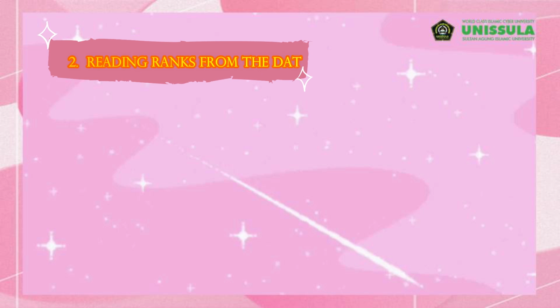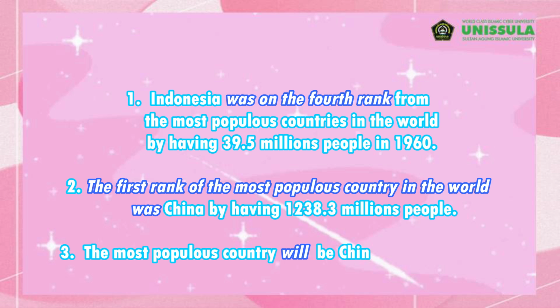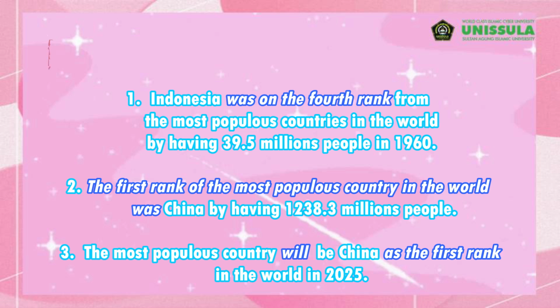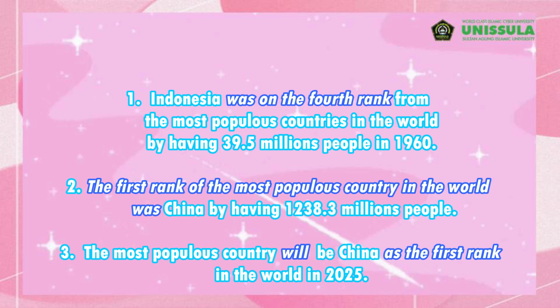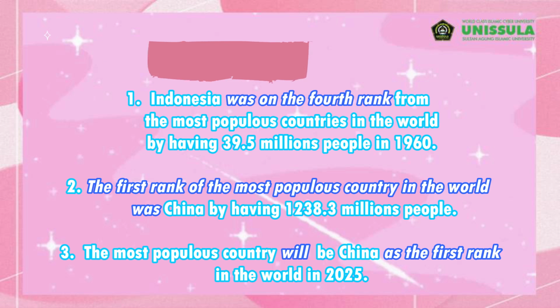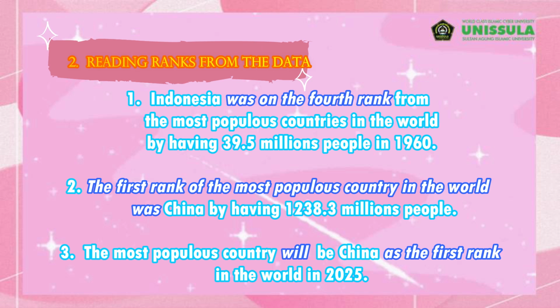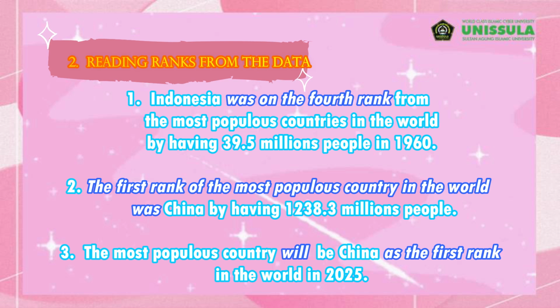The second way is reading ranks from the data. Mamika prepares 3 examples here. The first: Indonesia was in the 4th rank of the most populous countries in the world, with 39.5 million people in 1960. The second example: the first rank of the most populous country in the world was China, with 1,238.3 million people. The third example: the most populous country will be China, in the first rank in the world. These are the examples for reading ranks from the data.